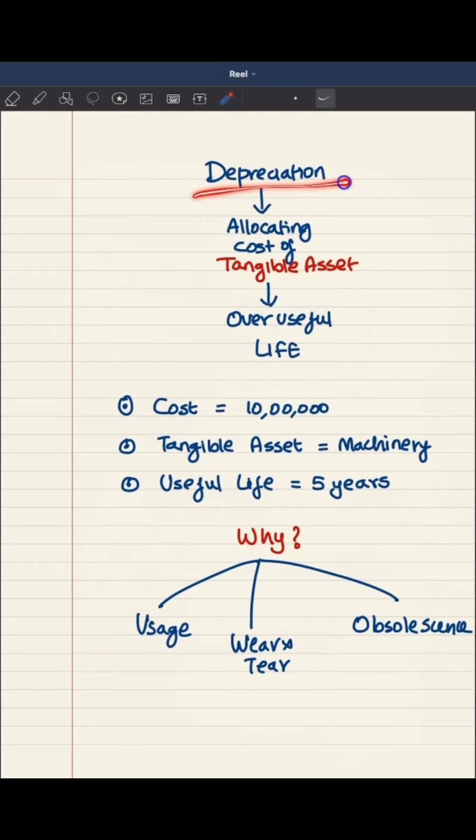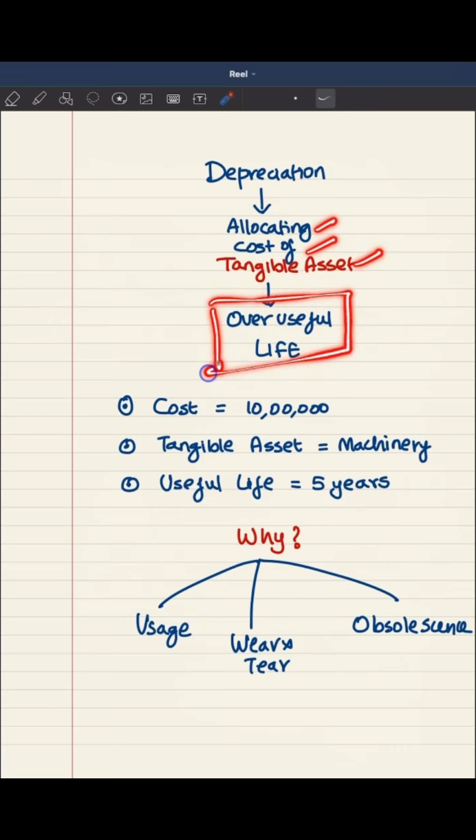So depreciation is basically allocating the cost of tangible asset. Look, stress is on tangible asset. So we are going to allocate the cost of tangible asset over its useful life. So in our example, the cost is 10 lakhs, not 12 lakhs. 12 lakh was the original cost. We have deducted the salvage value of 2 lakhs. So 10 lakh is the cost that is going to be allocated.